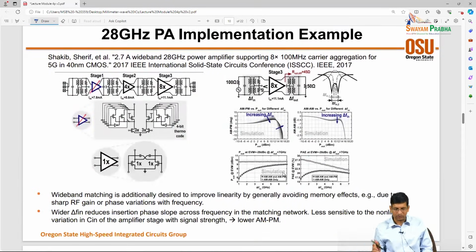So just to go through a couple of design examples, right? This is a 28 gigahertz PA in 40 nanometer CMOS, right? And you'll recognize hopefully now some of the matching networks, right? They have this wideband matching networks from input to output. You can see the device scaling as you go from stage 1 to stage 3.